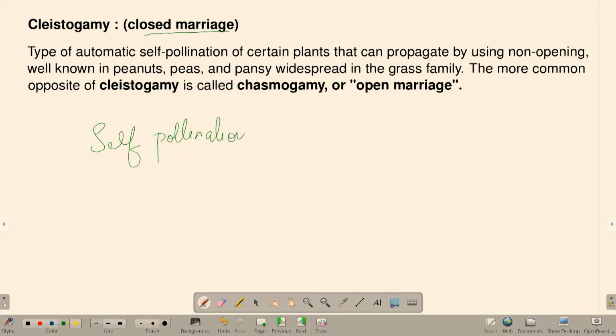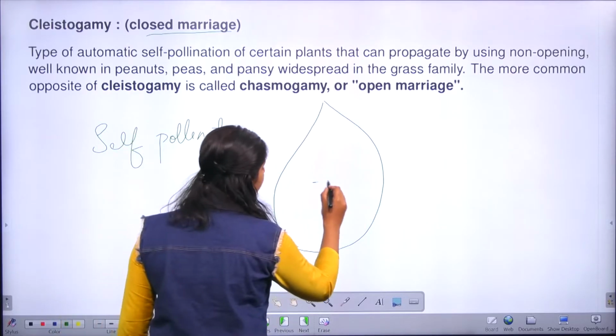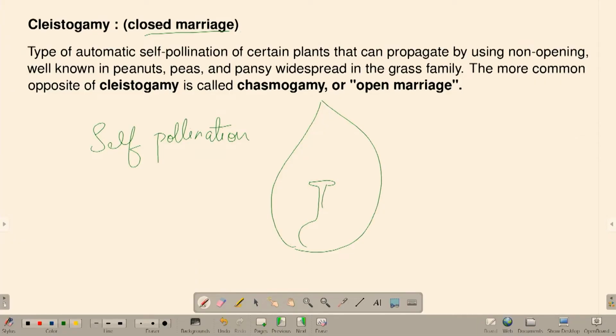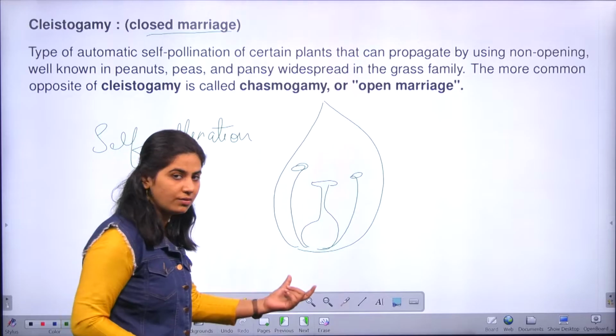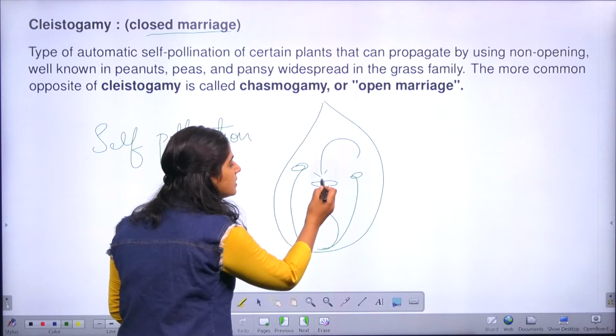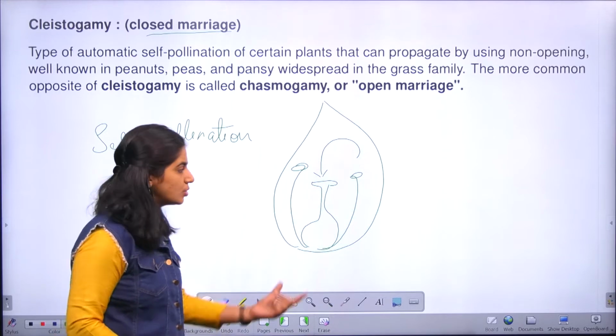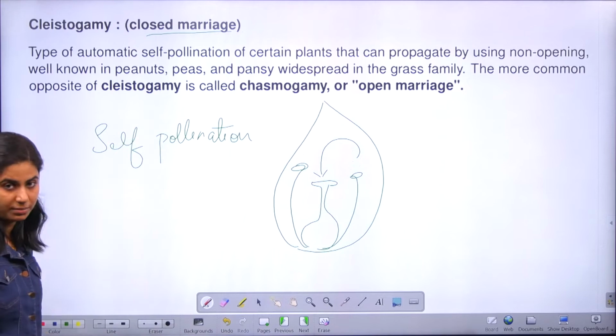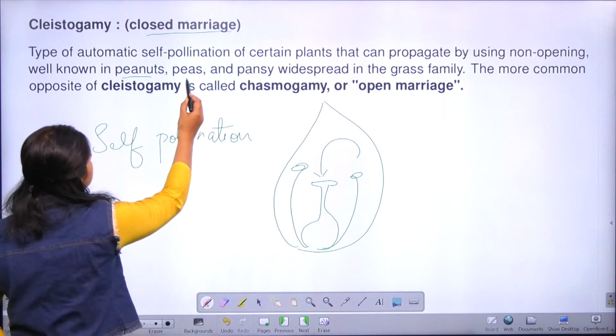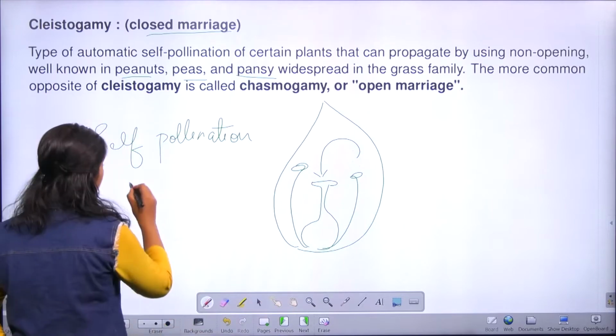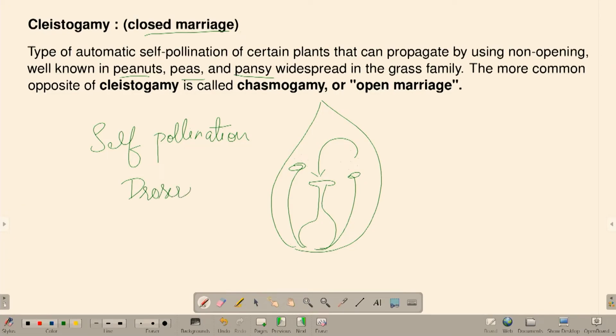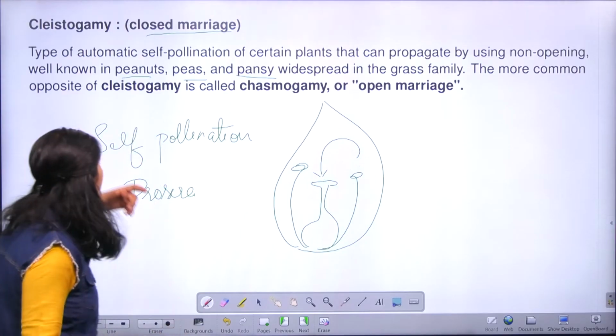Here the flower is mostly closed, so they don't need any external pollinator. Think of a flower which is closed like this, and they have their stigma and anther which contains the pollen grains, right? These pollen grains from the same flower will pollinate the stigma and get fertilized. So this is called closed marriage or Clistogamy. The examples are peanuts, peas, pansies, even drosera, which is an insectivorous plant, is also an example of Clistogamy.